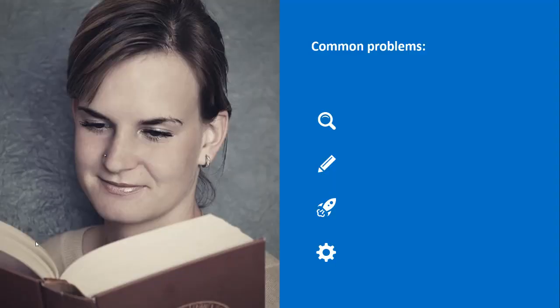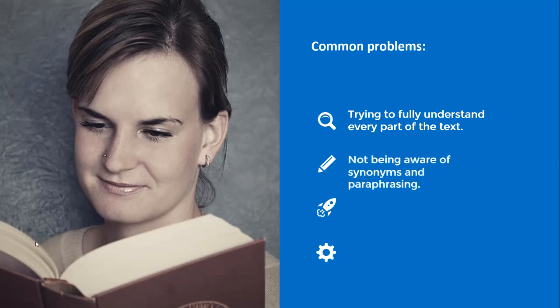So let's look at some common problems that come up with this type of question. Trying to fully understand every part of the text, you don't need to do this. You do not need to know every single word or every single piece of the text in order to understand it and to be able to answer the questions properly. Not being aware of synonyms and paraphrasing, as always, you need to be aware of these. Ignoring correct use of grammar. This is one of the questions where you need to use the correct grammar. With some, like short answer questions, for example, you don't need to really worry about grammar, but with this one, you do. It has to make grammatical sense.